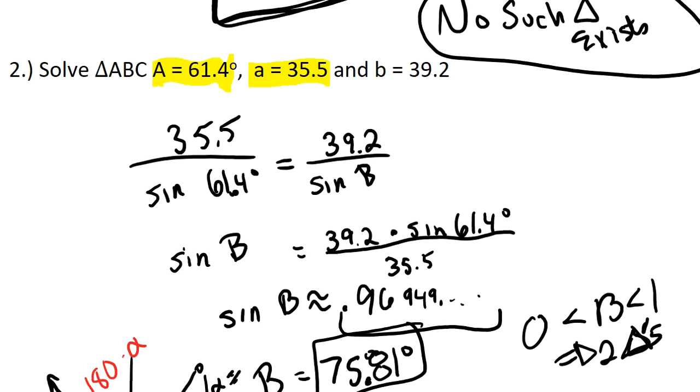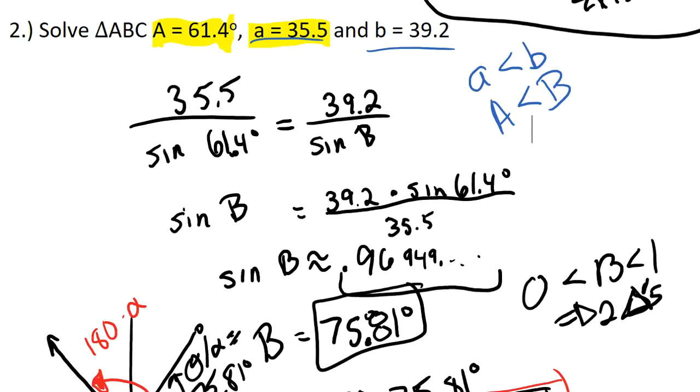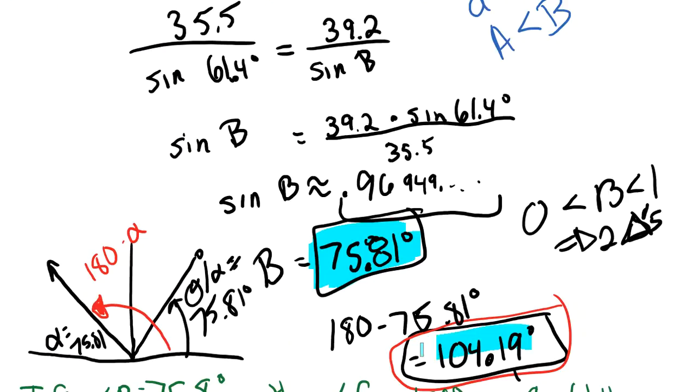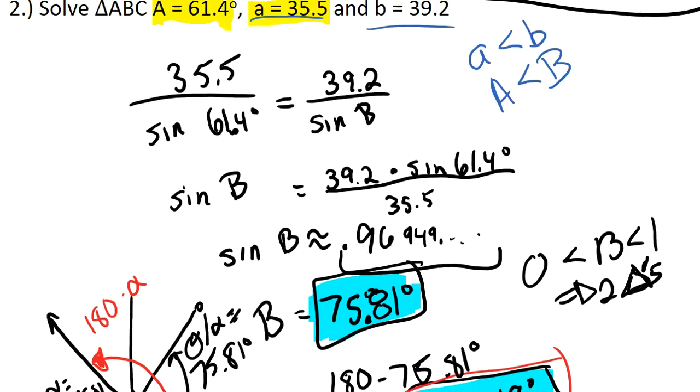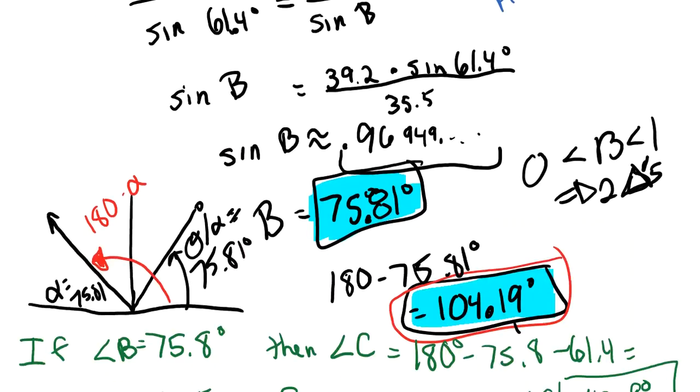I do want to go back and reference number 2 real quick before the video ends, on why we ended up with 2 triangles in problem number 2 and only 1 triangle in problem number 3. In problem number 2, we have A and we have B, and A is smaller than B. Therefore, angle A has to be smaller than angle B. So when we generated the two angles, we came up with angle B as 75.81 and 104.19. But if you look at what angle A is, 61.4, both of these angles are larger, so that's why there were still 2 possibilities.